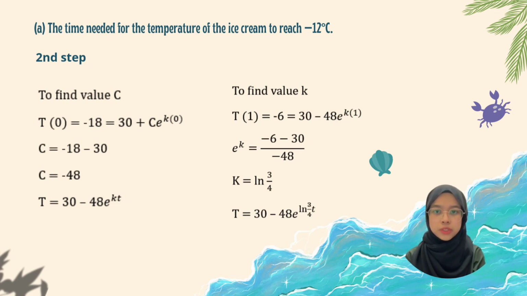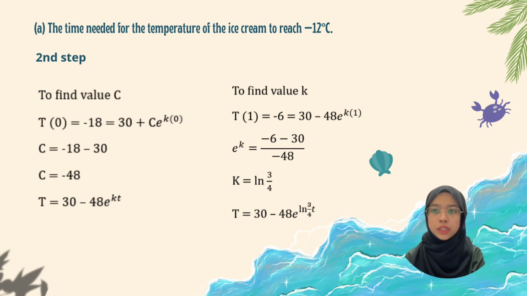To find the value of C, the equation given is that the temperature at time 0 is -18 degrees Celsius, equal to 30 + C multiplied by e^(k·0). Calculating it, we get C = -18 - 30, so C is -48, and T = 30 - 48 e^(kt).